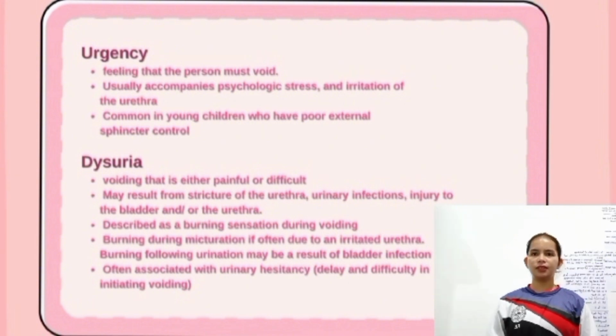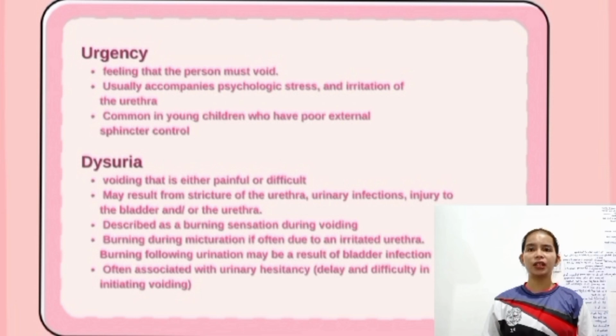Ang children, karaniwan silang may kaunting control sa kalamnan or muscle na ito dahil nagsisimula pa lamang silang matutong kontrolin ng maayos ang kanilang pag-ihi. So the sentence suggests that young children, especially those who have not yet developed proper control over the muscles around their urethra, may experience more accidents or issues with urination. This is a common developmental stage as they grow and gain better control over their function.